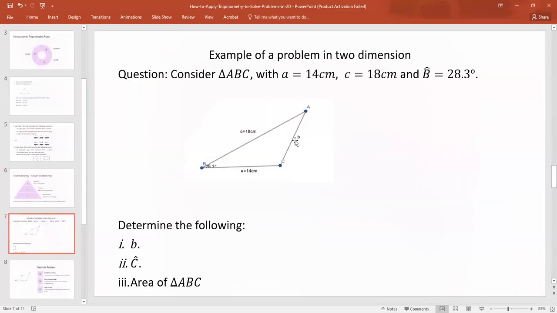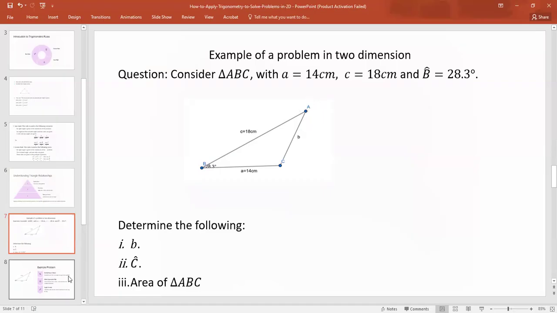Okay, let's look at a practical example. Consider this triangle ABC with the side A given with length 14 centimeters, the side C has length 18 centimeters, and the angle B is 28.3 degrees. The question is as follows. Determine the following: number 1, the length of side B. Number 2, determine the angle C. And number 3, determine the area of the triangle ABC.